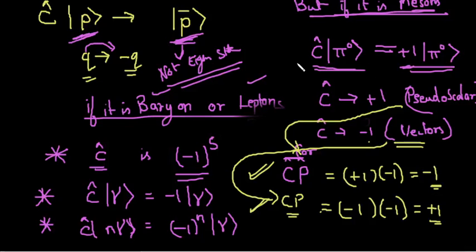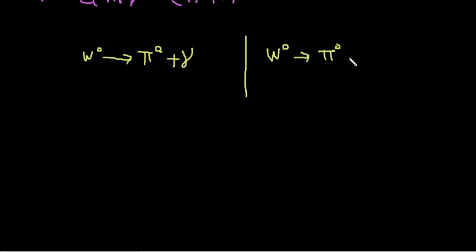Let us suppose we have a reaction where the omega naught meson is getting converted into pi naught plus gamma, and one more reaction where the omega meson is getting converted into pi naught plus gamma plus one more gamma. So in these two, which reaction is possible and which is not possible?